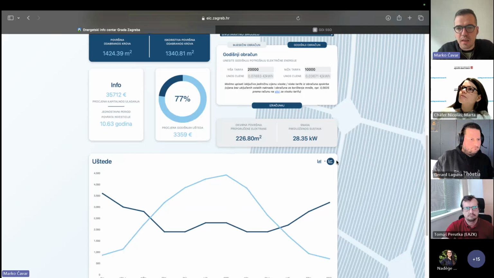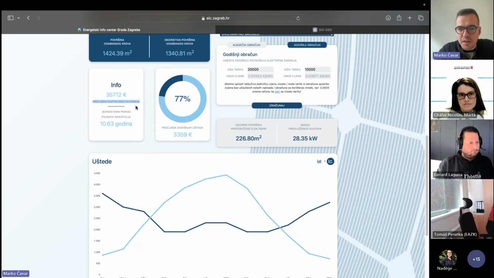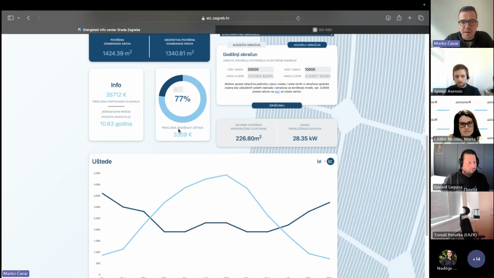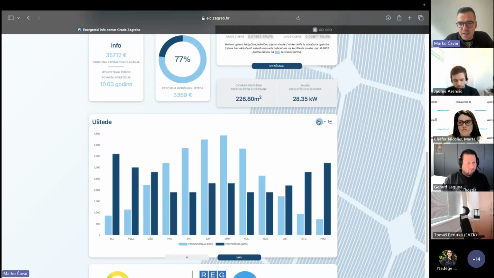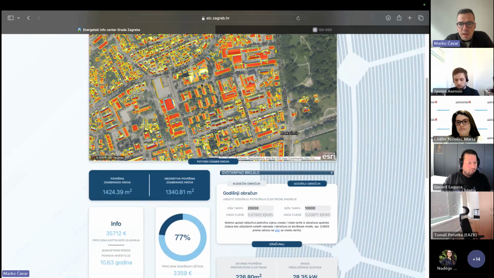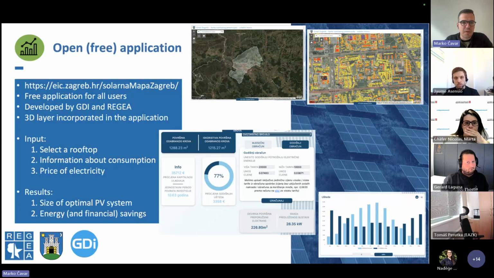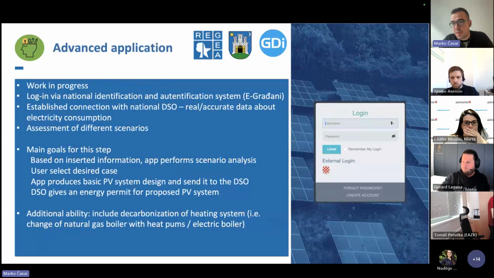you get some basic information about the size of the system, what is the area that you need for the installation, what are the capital investments, simple payback period, and some graphical presentation of the results. So it's a very easy tool which basically takes from the database the area of the roof and so on. So that's the first one, and it is open. It is ongoing, and people can use it.